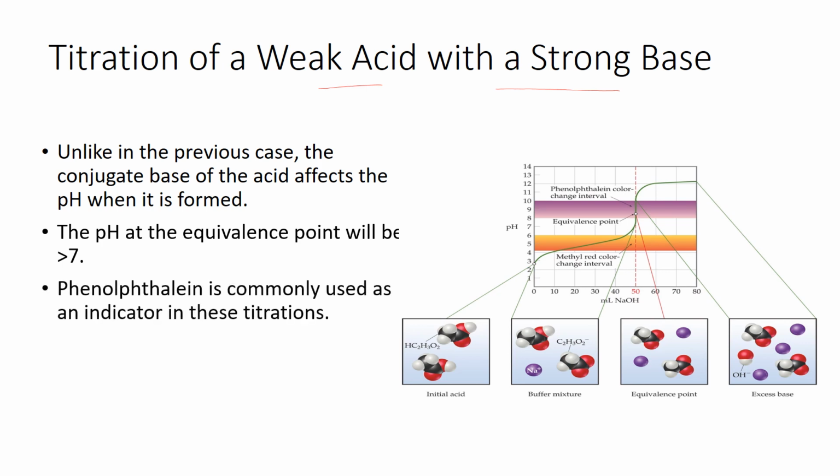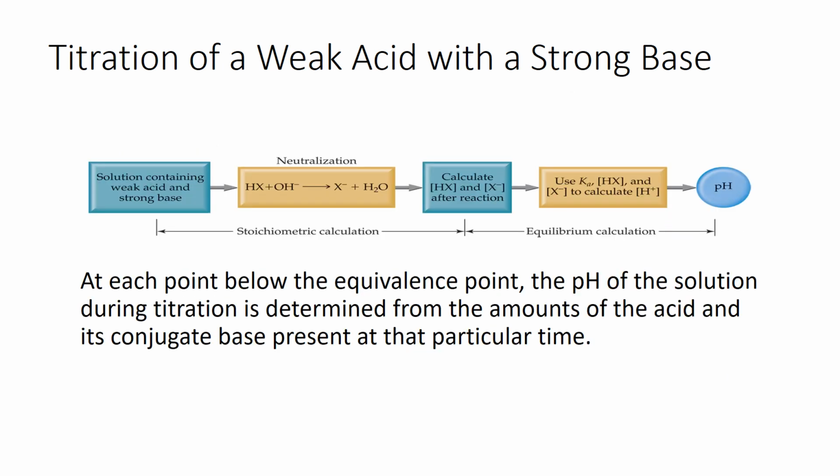Phenolphthalein is commonly used as an indicator in this titration. Yes, very important for us to monitor the color changes. So those are some of the things that we need to be able to do when we're doing titration: determining the equivalence point, the use of the indicators, and how that helps us determine the equivalence point. The values that we get are for the pH and the volume of the base or acid that you use.